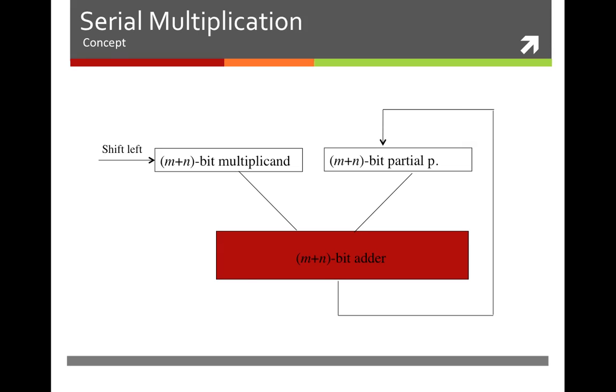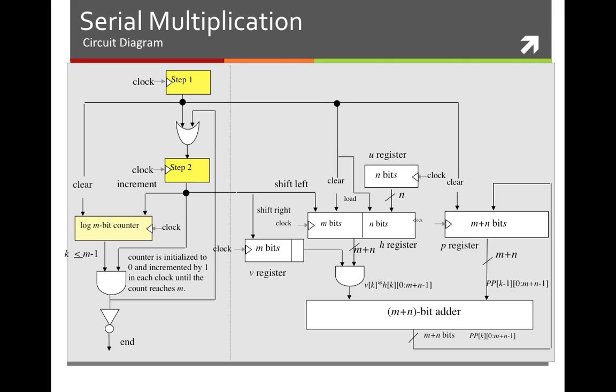And then this is somewhat of a circuit diagram, where the controller on the left is a log m bit counter, which means it can count up from 0 to m minus 1, and that's the exact number of times we have to do this addition. And you've got the m plus n bit adder here. You have the partial product here, which is also m plus n bits. And then you have the H register, which ultimately contains the multiplicand, with padded zeros on the left.